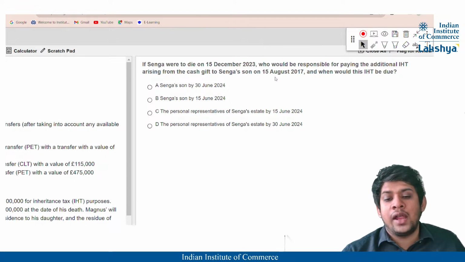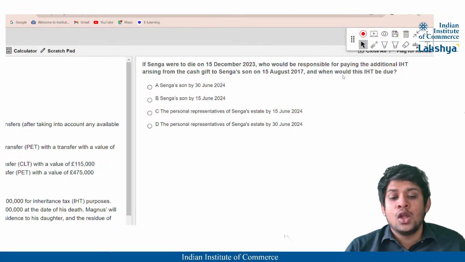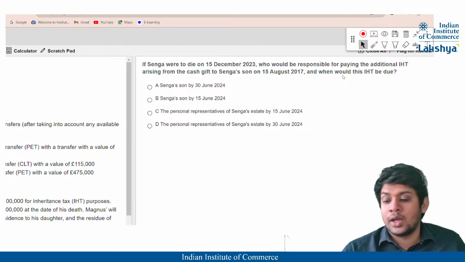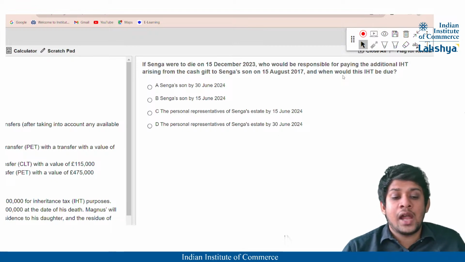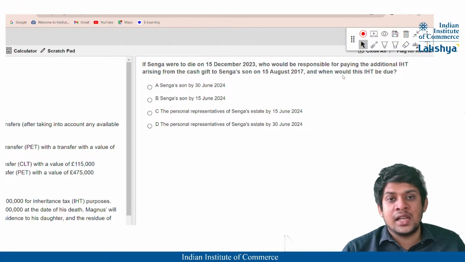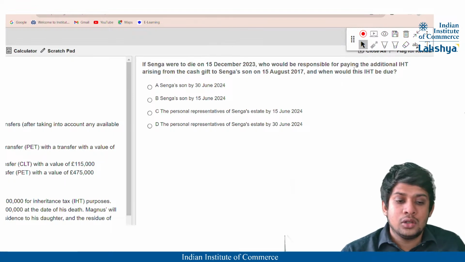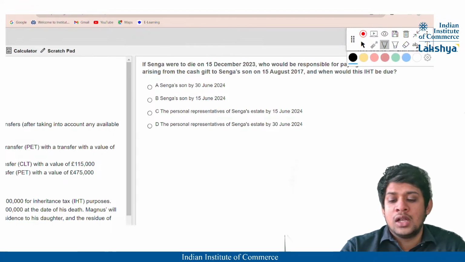If Senga were to die on 15 December 2023, who would be responsible for paying the additional inheritance tax arising from the cash gift to Senga's son on 15th August 2017? And when would this IHT be due? So you have to check who would be responsible for paying the tax. Obviously, Senga's son will pay because he has taken all the estate, right? So, firstly, we know that Senga's son will pay.